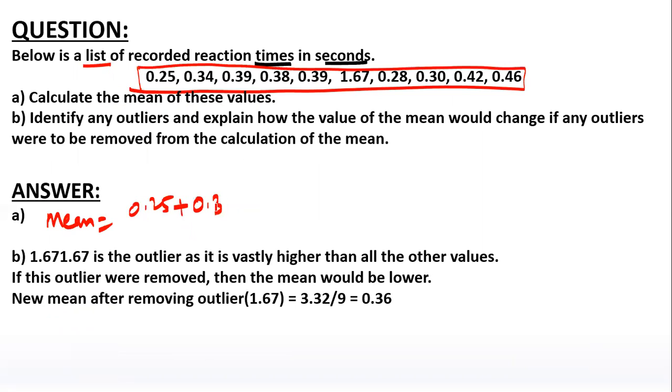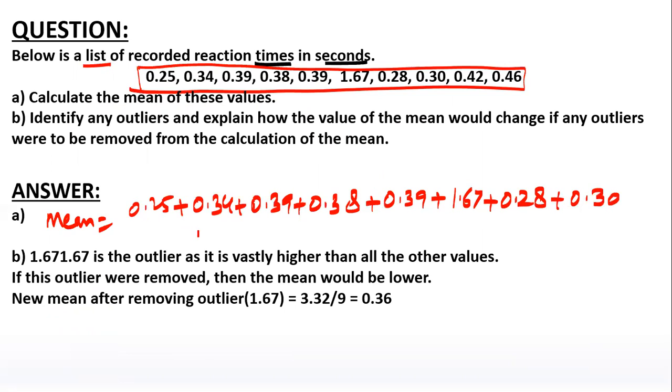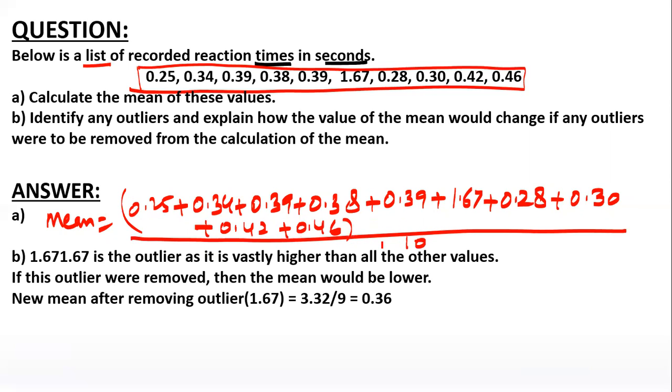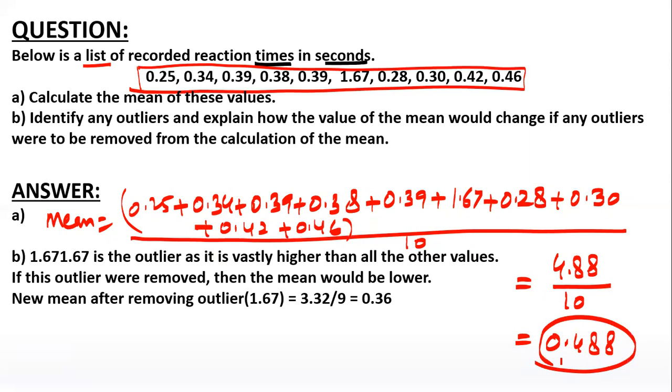Their sum would be 0.25 plus 0.34 plus 0.39, 0.38, again 0.39 plus 1.67, 0.28 plus 0.30 plus 0.42 plus 0.46, divided by the total number of observations. The total number of observations is 10. On adding them, you will get 4.88 and the number of observations is 10. So the mean would be 0.488.